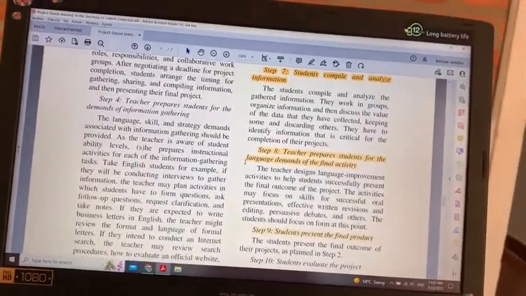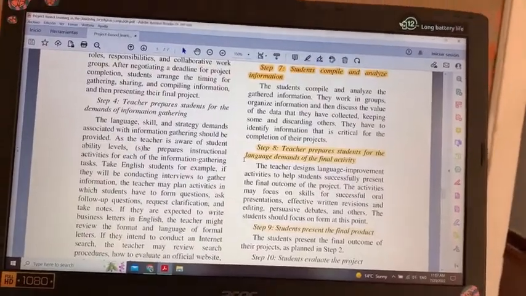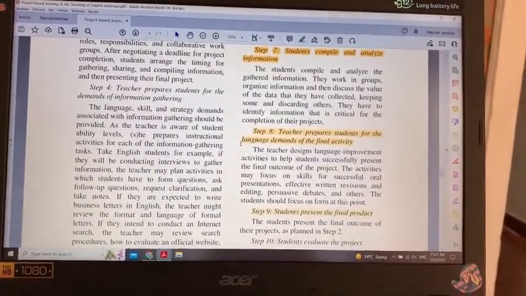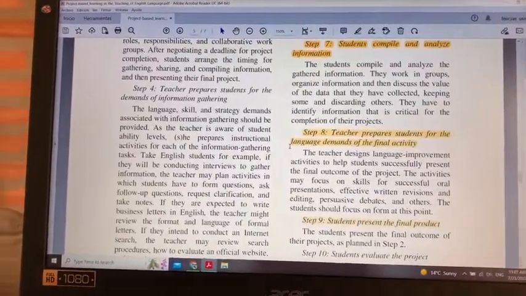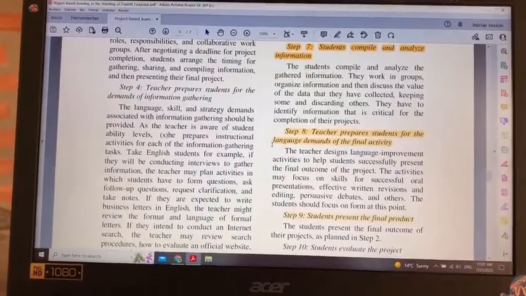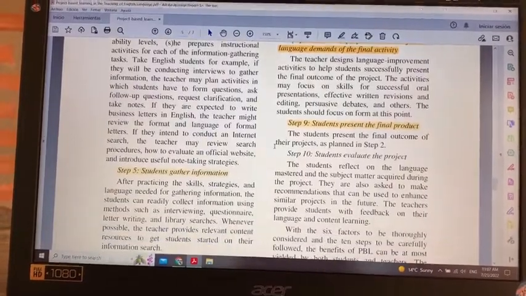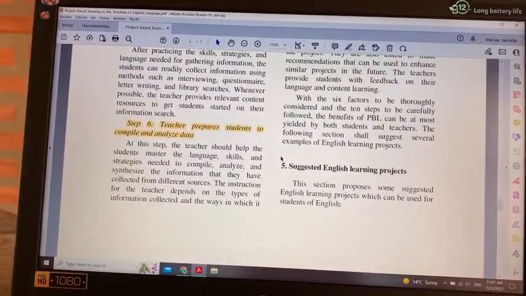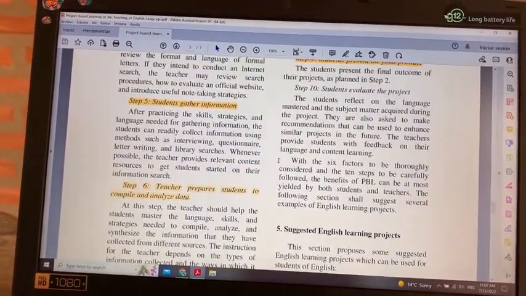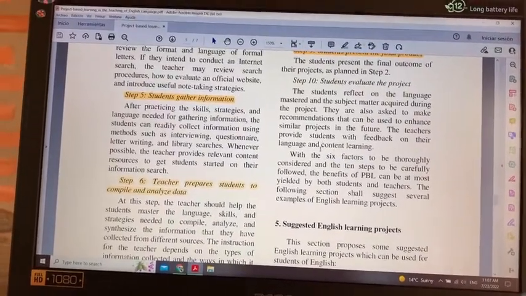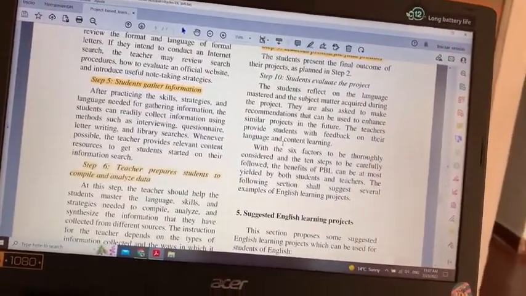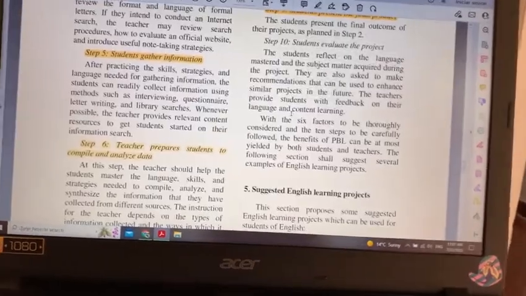Then, step number 8 says that the teacher should be preparing students for the language demands of the final activity. The step number 9 mentions that students should be presenting the final product, and after that we are going to move on to the process of evaluation and assessment of the project.